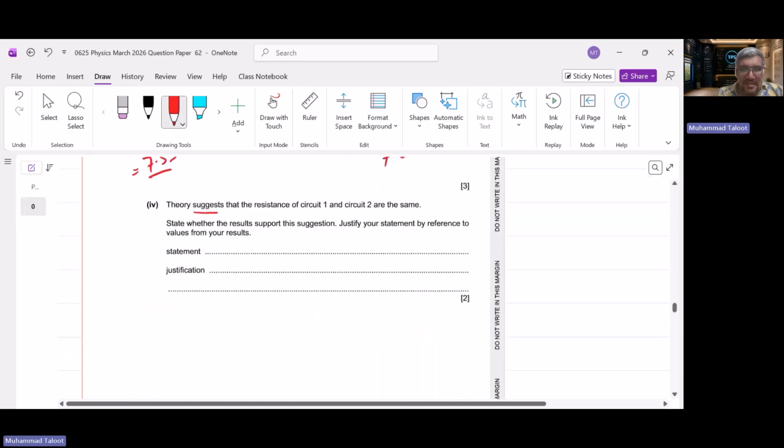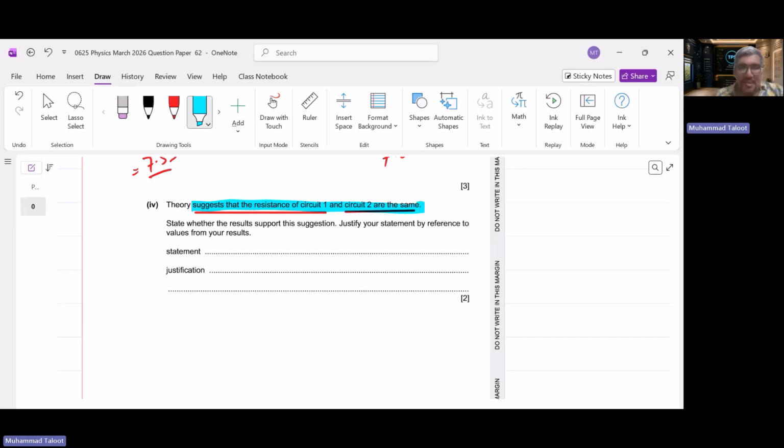Okay, theory suggests that resistance of circuit 1 and circuit 2 are the same. So whenever this type of question comes, you must remember they are going to ask you about the limit of experimental accuracy. That will be less than or equal to 10%. So they are saying, state whether the results support this suggestion. Justify your statement by reference to the values from your results.